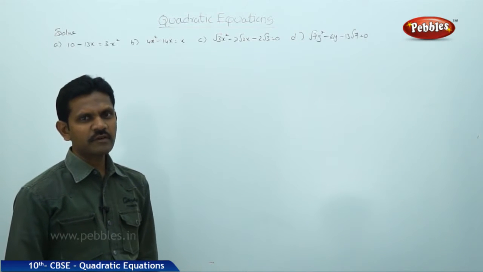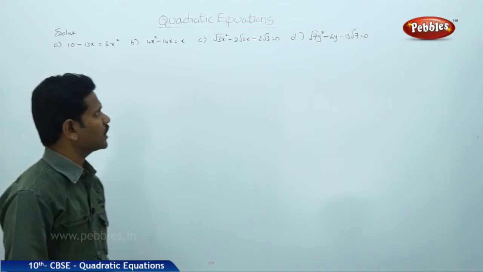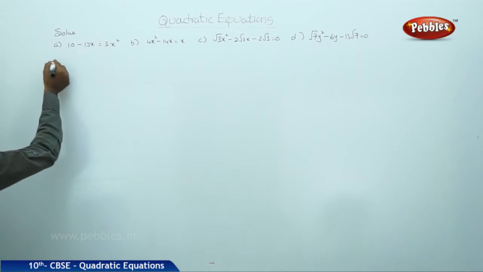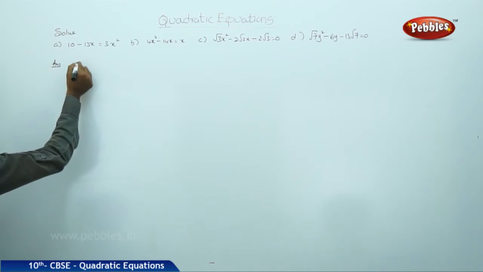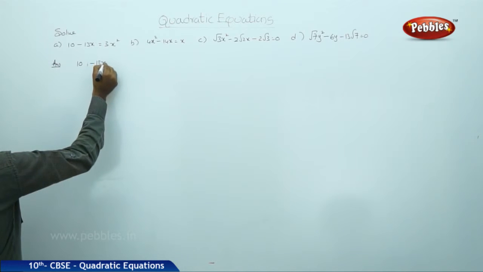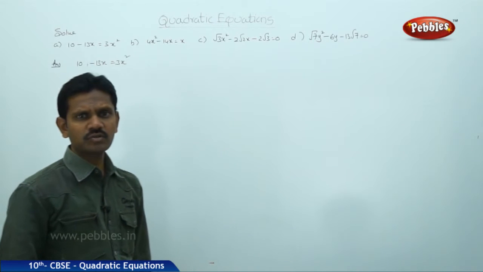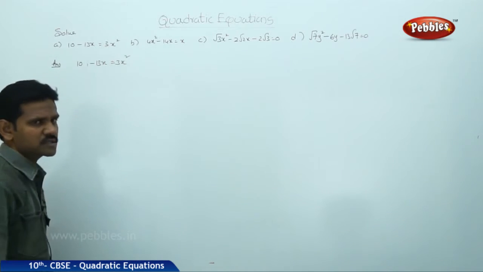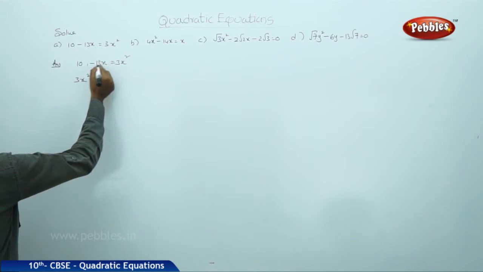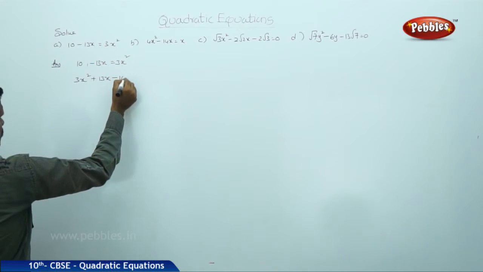Solve the following quadratic equations and find the values of x. Here 4 questions are given, and the 4 are different in type. Okay, let us see how to solve. The first one: 10 minus 13x is equal to 3x square, which is in irregular form. First of all, convert it into the general form of the quadratic equation ax square plus bx plus c: 3x square plus 13x minus 10 is equal to 0.